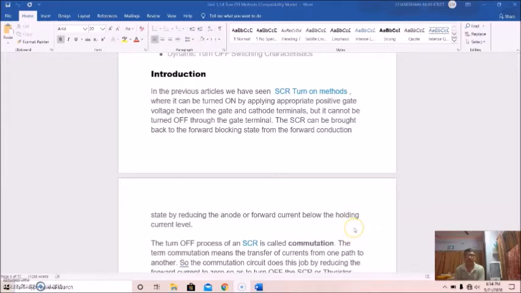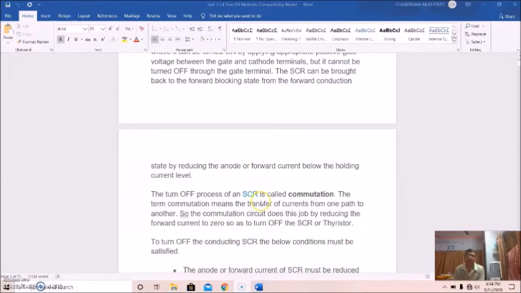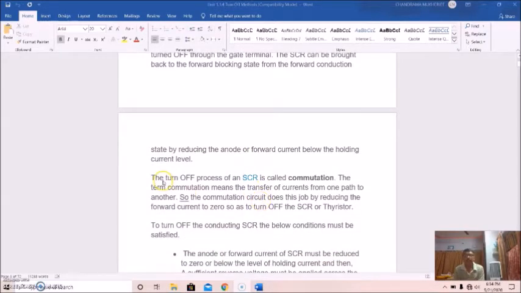If you remember the VI characteristics of the SCR, you find the IH, that is the holding current, which was just below the latching current. So if you want to turn off a thyristor from conduction mode to the off mode, you have to reduce the anode current below this holding current. This turn-off process is also called commutation.